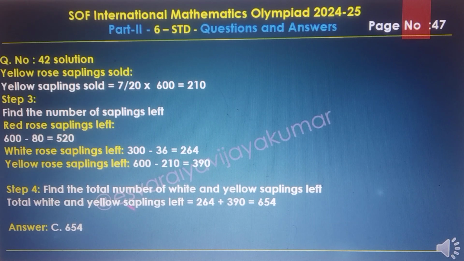Step 4: find the total number of white and yellow saplings left. The total white and yellow saplings left equals 264 plus 390, which equals 654. That is the final answer, C.